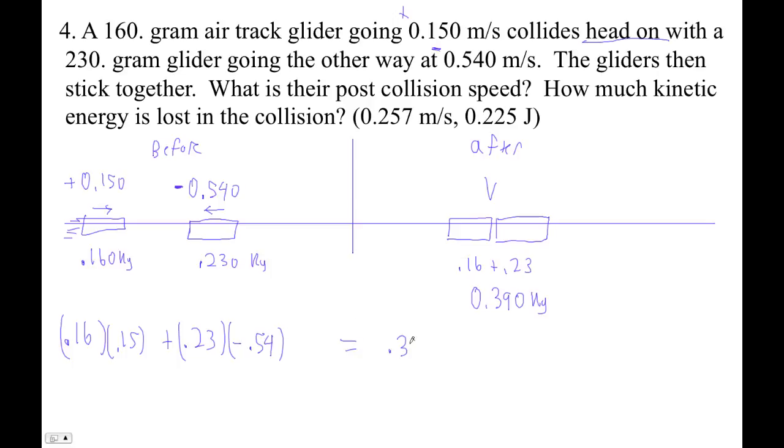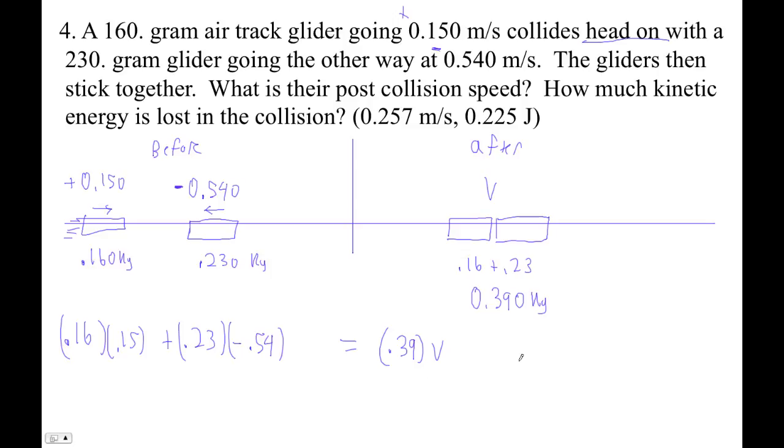equals 0.39 times v. Now don't round these numbers, okay? When you get these answers, don't round them, because you'll be off if you do the energies with rounded values. Okay, so here we go. So 0.16 times 0.15 plus 0.23 times negative 0.54.